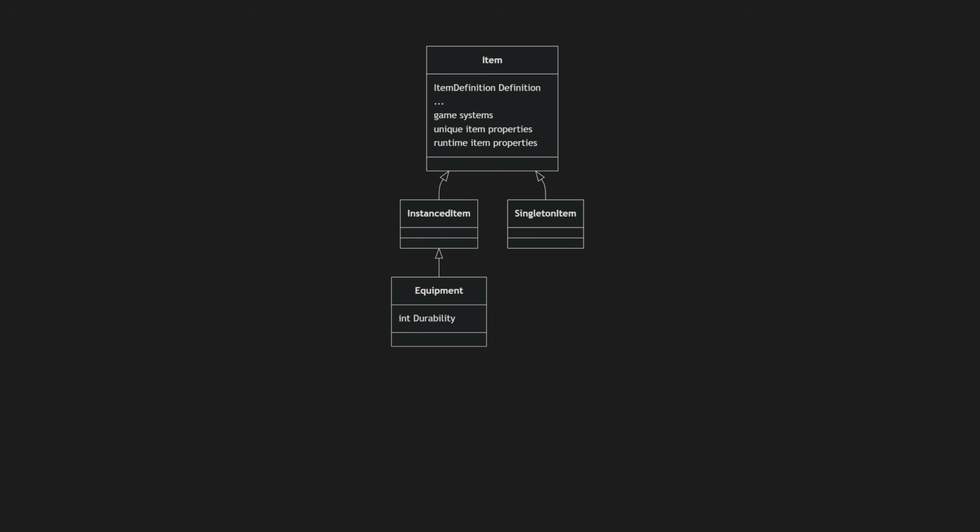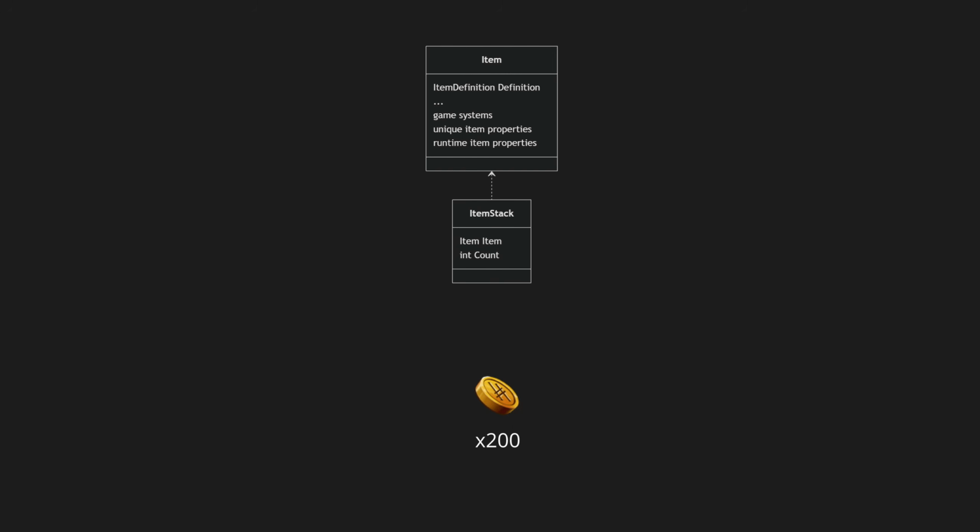On the other hand, singleton items are items that are exactly the same in every way. Let's say, for example, a gold coin. Gold coins don't have durability. They don't have any properties that may differ from one gold coin to another. If I have a stack of 200 gold coins, I don't need 200 instances of the gold coin class. I just need a single item stack, which references one gold coin instance and says I have 200 of them.